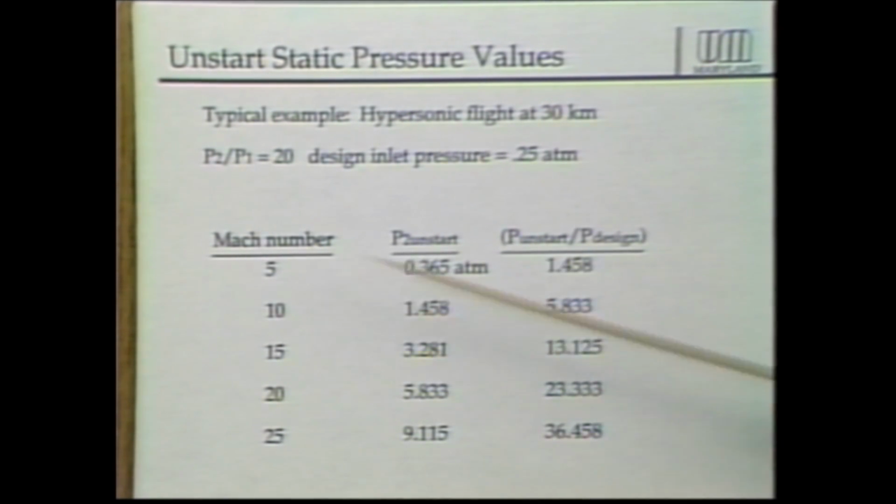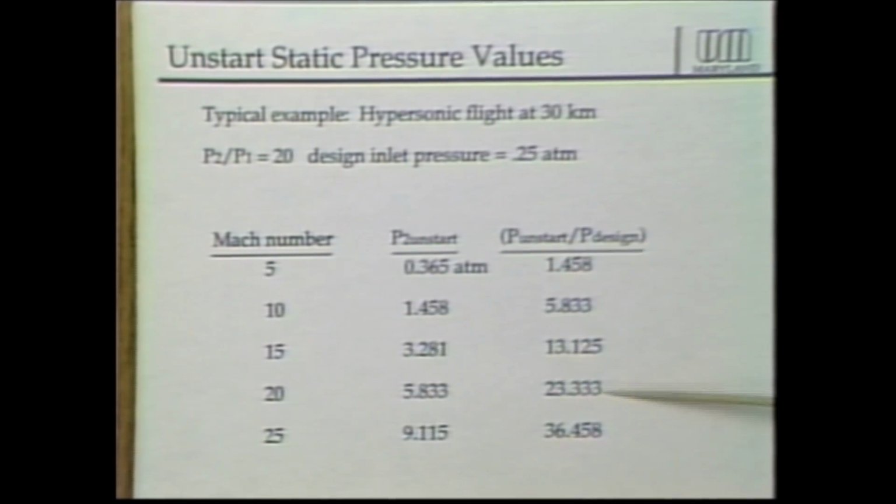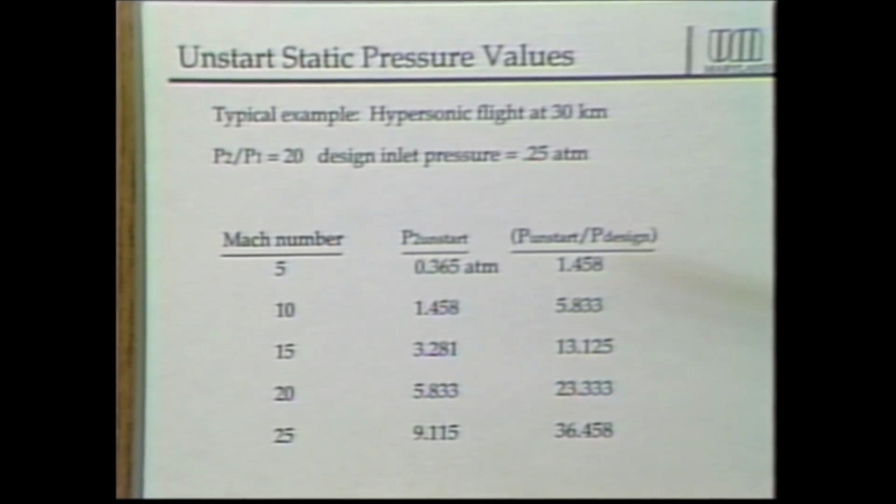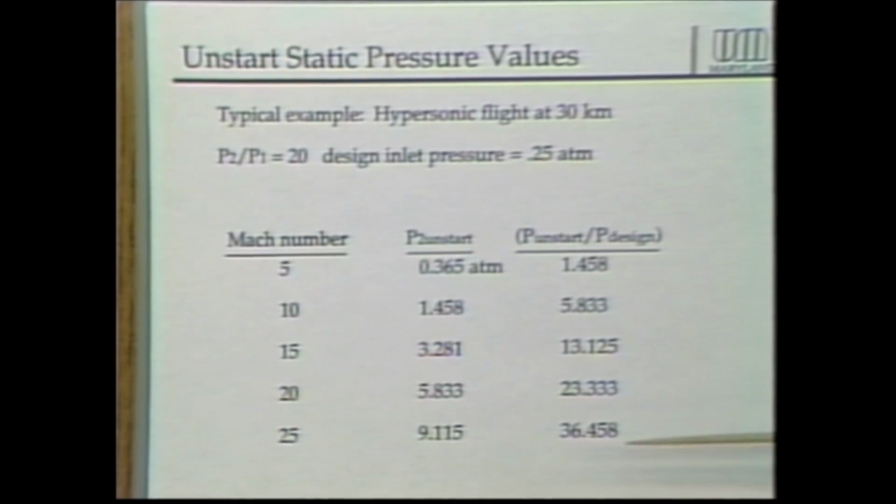Look at what happens. At Mach 5, we have an unstart. The pressure with the unstart is 1.5 times the design pressure. Well, not too bad. Look at what happens when we go to Mach 20. The static pressure with an unstart is almost 25 times greater than the static pressure we designed for. At Mach 25, it's almost 37 times greater.